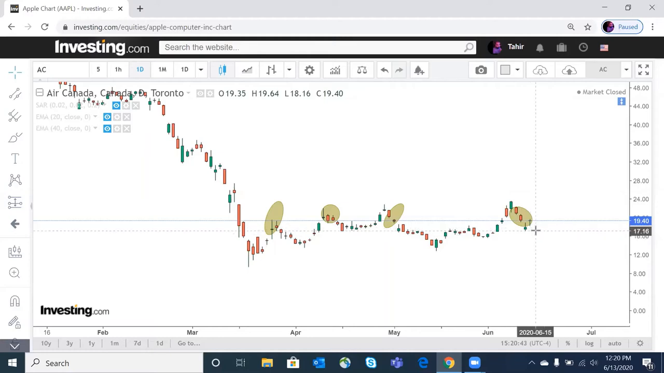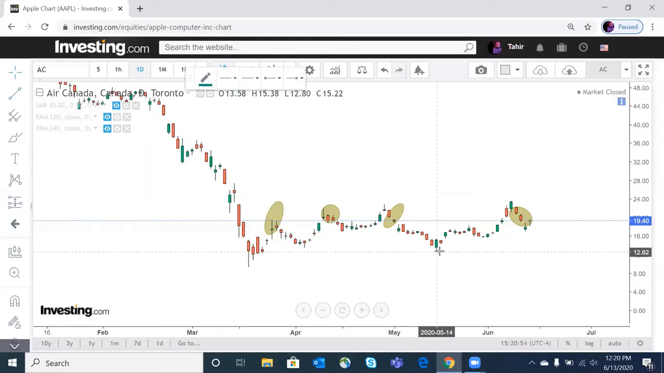Number two, it seems that it is trying to take a support at this level of 17.5 and it's reverting back. So if I draw a trend line from here, just to better analyze this situation, you can see.